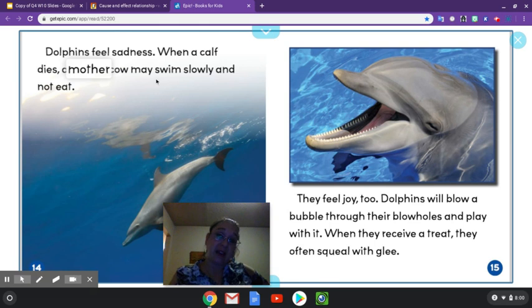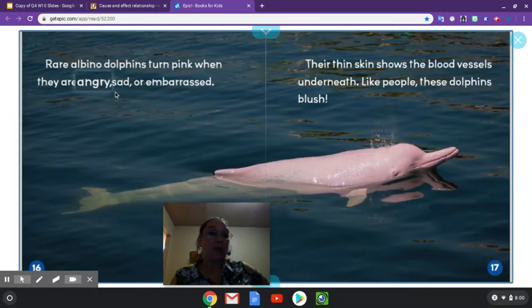Dolphins feel sadness. When a calf dies, a mother cow may swim slowly and not even eat. They feel joy too. Dolphins will blow a bubble through their blowholes and play with it. When they receive a treat, they often squeal with glee. Rare albino dolphins turn pink when they are angry, sad, or embarrassed. Their thin skin shows the blood vessels underneath like people. These dolphins blush.